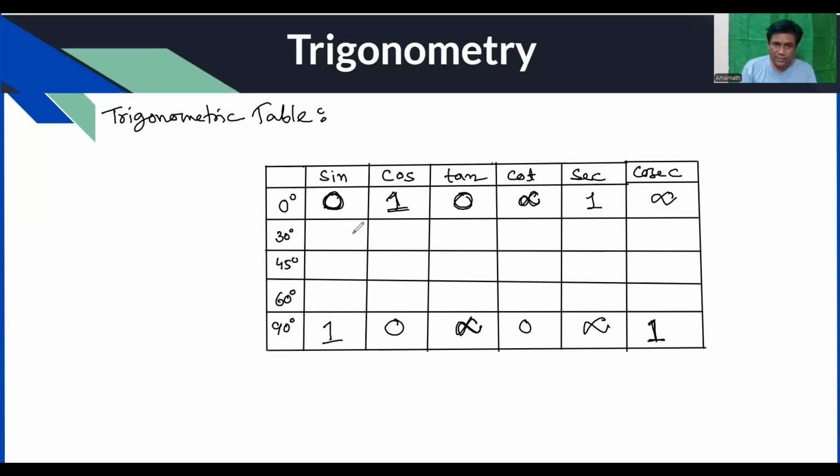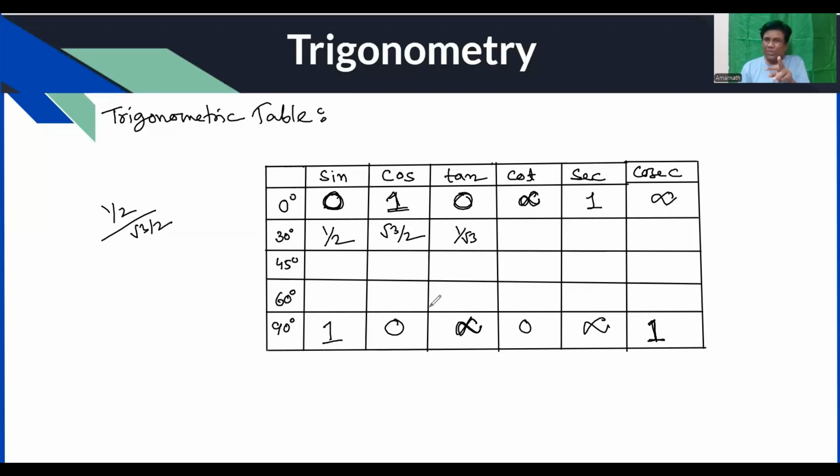Then again, what you need to learn? You need to learn 1 by 2 and root 3 by 2. These two values you need to learn. And you know that tan theta is sine theta by cos theta. So it means 1 by 2 divided by root 3 by 2. So it will become 1 by root 3 only. Otherwise, you learn all three: 1 by 2, root 3 by 2, 1 by root 3.